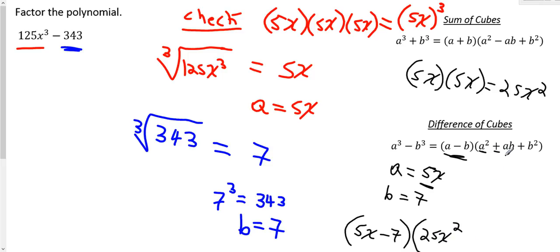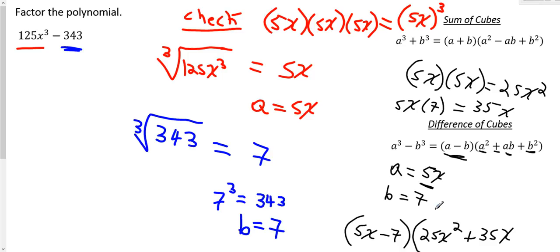Then plus AB. Well, A times B is 5x times 7. 5x times 7 is 35x. So 35x is the next term. So plus 35x.